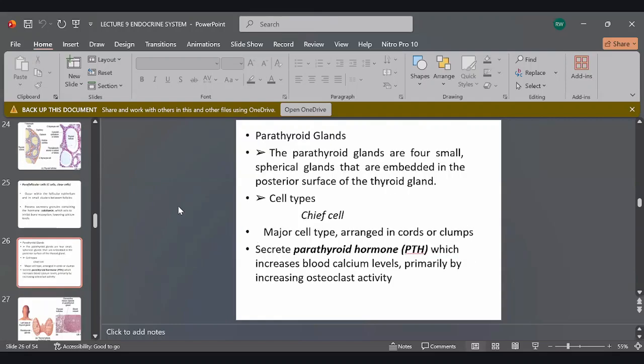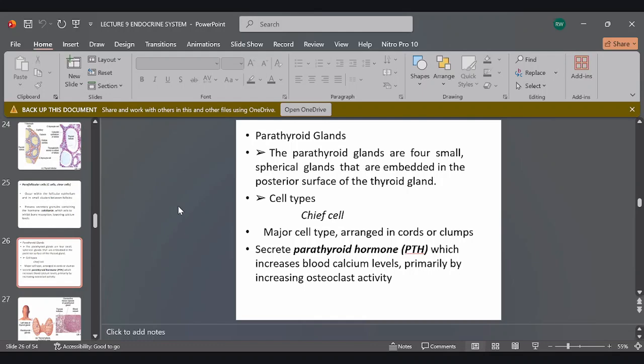Now, the parathyroid glands. There is one person who asked what the difference is between the thyroid gland and the parathyroid gland. We have already discussed the thyroid gland. We now want to look at the parathyroid gland. The parathyroid glands are four small spherical glands embedded in the posterior surface of the thyroid gland. I've already told you that the parathyroid gland is at the posterior side of the thyroid gland.